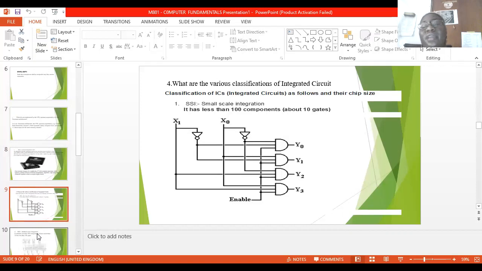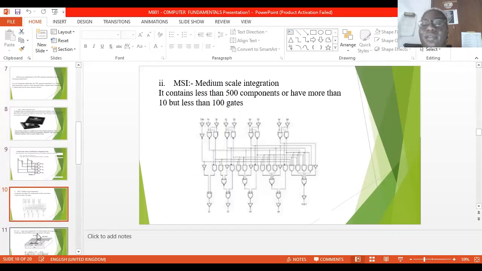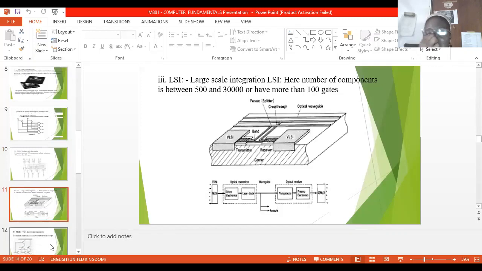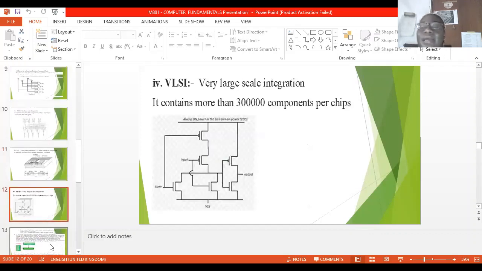What are the various classifications of integrated circuits? We have small-scale integration, which has less than 100 components, while we also have the medium-scale integration where we have less than 500 components, or we can say more than 10 or less than 100 gates. Also, we have the large-scale integration, which has components between 500 to 3,000, or we can say more than 100 gates, also with a diagram to illustrate it.